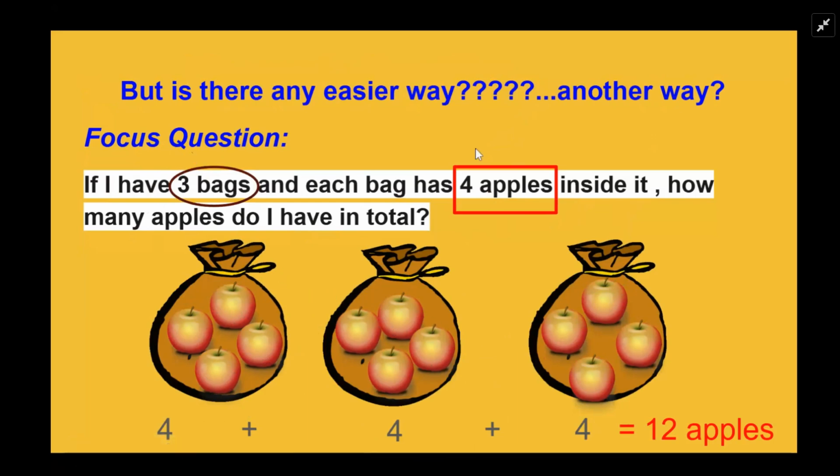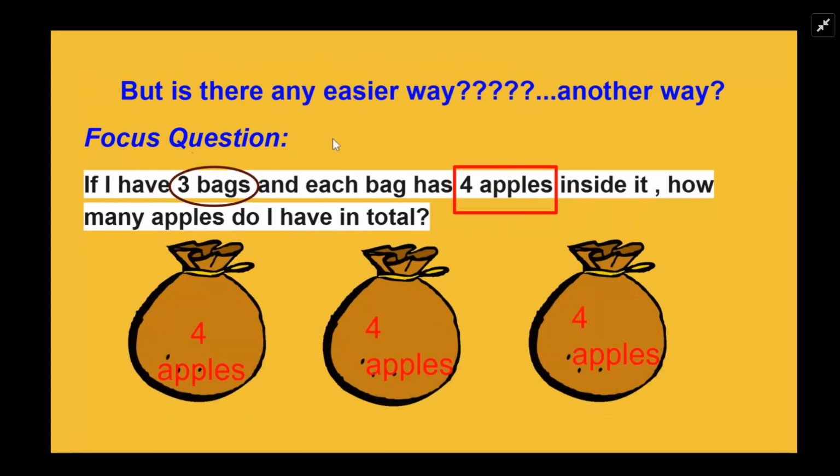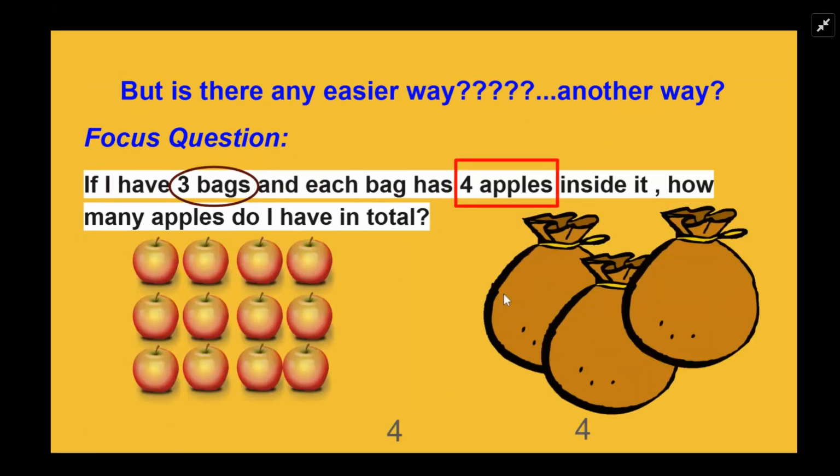But is there an easier way, or maybe not an easier way, but another way that I can solve this that happens to be quicker if I know my multiplication facts? Let's take a look. One thing I could do, instead of drawing all those apples, I could just simply write 4 in each bag. That would save me some time, even if I don't know how to multiply.